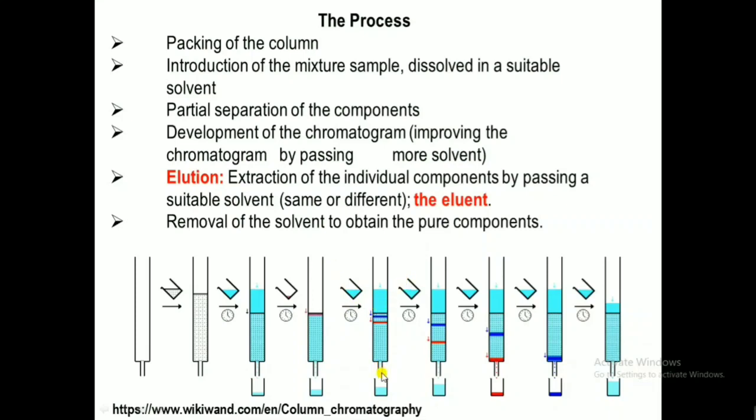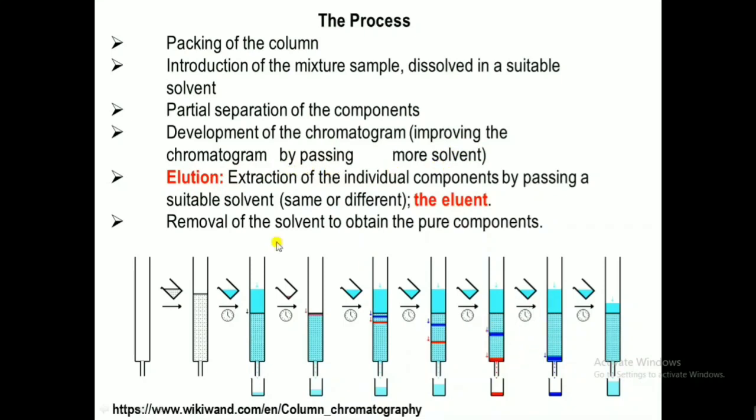When the liquid flows, it takes your mixture as well. When your mixture comes down the stationary phase, then due to selective adsorption, the components in the mixture start to separate, and that's what we call the chromatogram. We add more solvent here, and that increases the separation of the components in the column. That is what we call the development of the chromatogram. You can improve the chromatogram by passing more solvent.